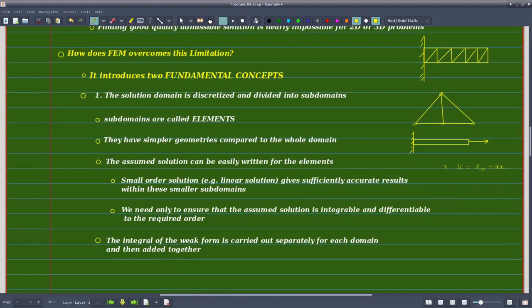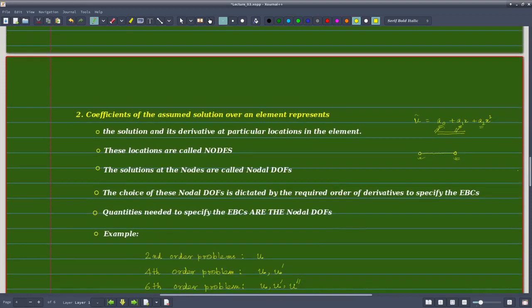For example, suppose in this truss, you remember that we took two nodal degrees of freedom in each node, 1 and 2. Okay, and say in global degrees of freedom, I took this as 2 and this as 1 and 2, 3 and 4, and so on, right? So these are my global degrees of freedom, and for a single bar element, I have 2 degrees of freedom if it is one dimensional. In a case of a truss, since it is a 2D body, I have 2 degrees of freedom. So these are called nodal degrees of freedom, and these nodal degrees of freedom are actually the solutions of our unknown at these nodes. Okay, and this choice of these nodal derivatives is dictated by the required order of the derivatives to specify the essential boundary conditions.